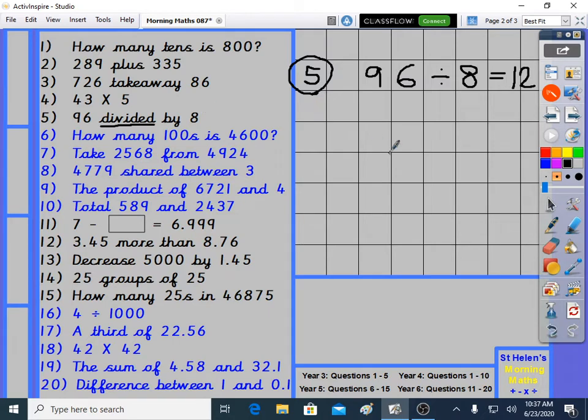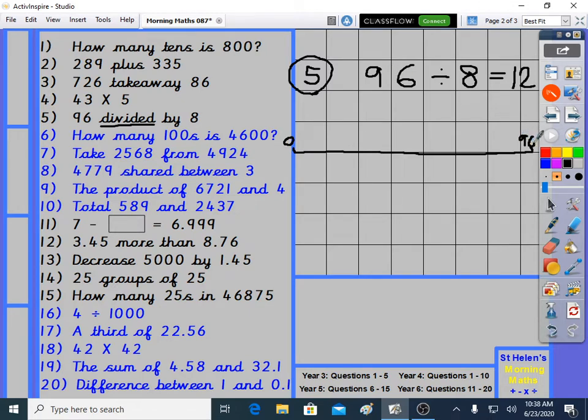The answer is 12. I'm going to show you a way of doing this on a number line. We already know the answer is 12, but I'm going to show you a method. It's important to see methods. So if you were to do this on a number line, we start at the beginning on 0, and we're going to count up to 96.